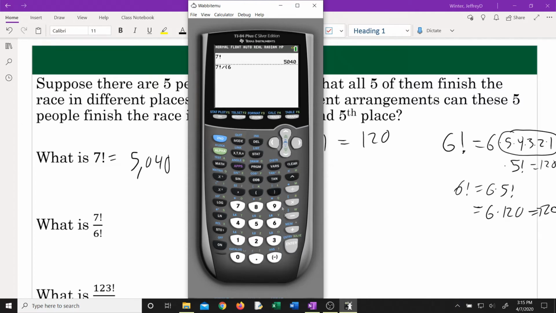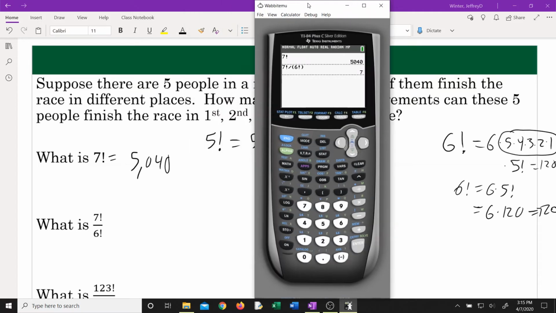And again, this will depend on your calculator as to whether or not you need the parentheses there. Now, this seems weird that we'd have 7 factorial divided by 6 factorial equals 7. So why is that? Well, if we use the trick that I had earlier for splitting up the 6 factorial as 6 times 5, we can see that if I do the same thing with 7 factorial, I have 7 times 6 factorial.